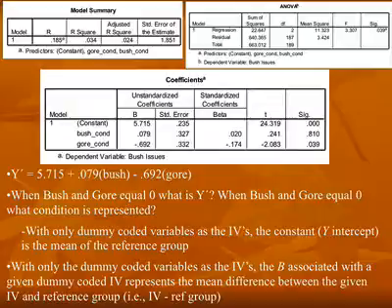So we see that the constant is equal to the mean of the reference group, right? The constant 5.715 is equal to the mean of the reference group. And that makes perfect sense because when Bush and Gore are set to 0, that's the group that's being referenced. And I think that's also useful to think about in terms of the best predictor of the control condition would be the mean of the control condition, right?